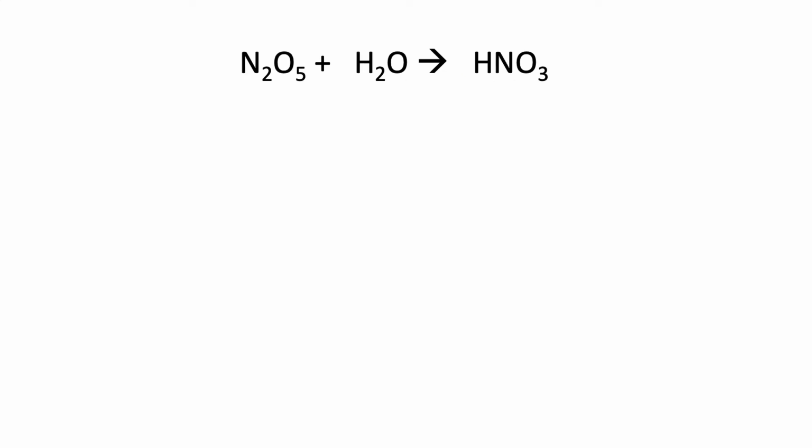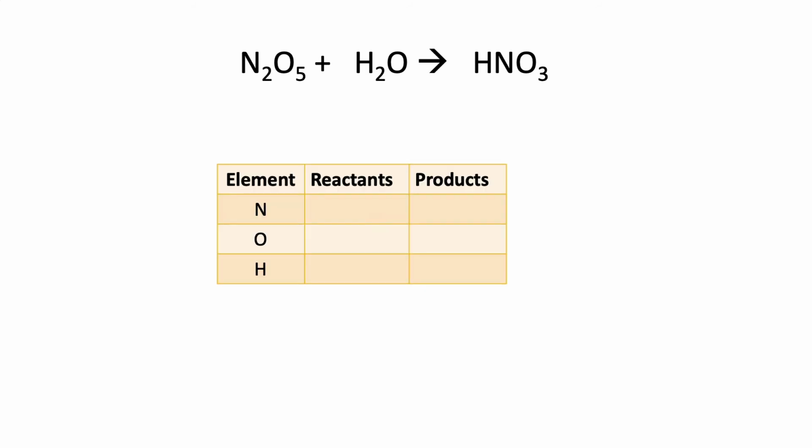So here's another reaction for us to balance. Let's go ahead and draw up our chart. Here we have different elements. We have nitrogen, oxygen, and hydrogen. And you'll see our first reactant is N2O5. So we're going to have 2 nitrogens and 5 oxygens.